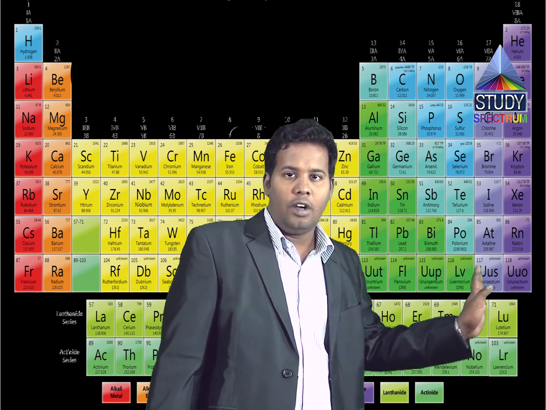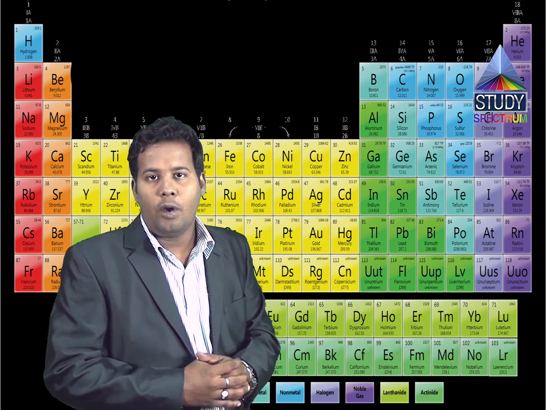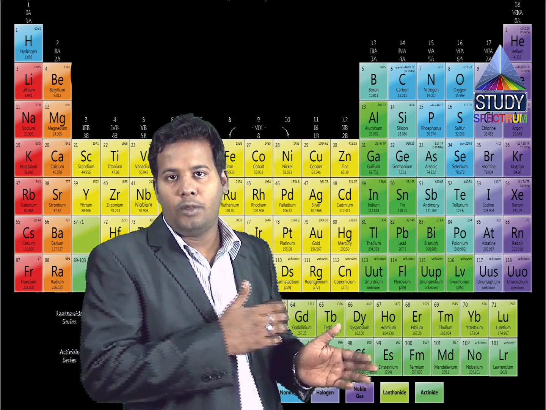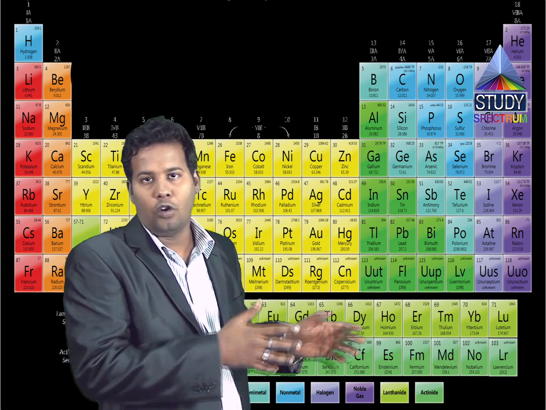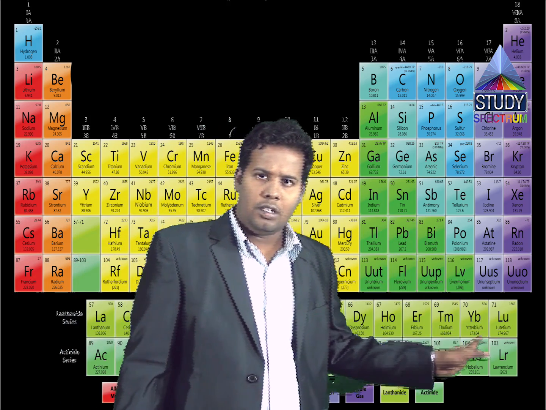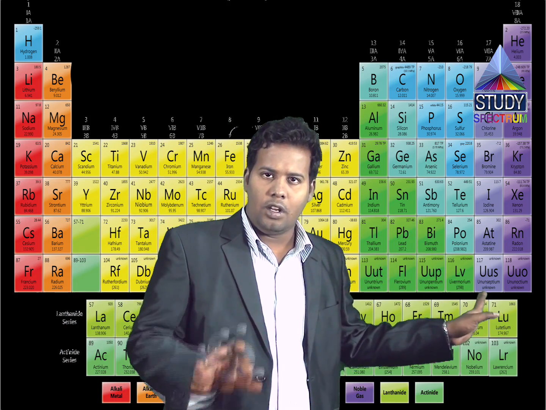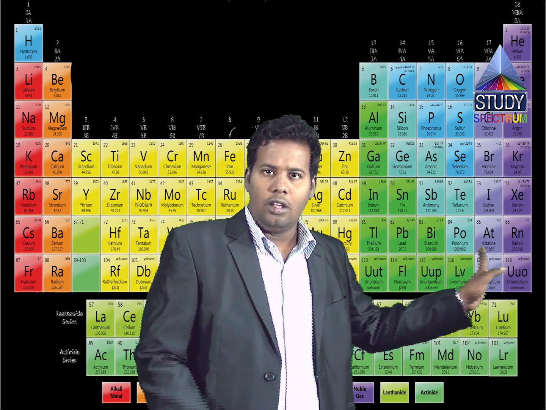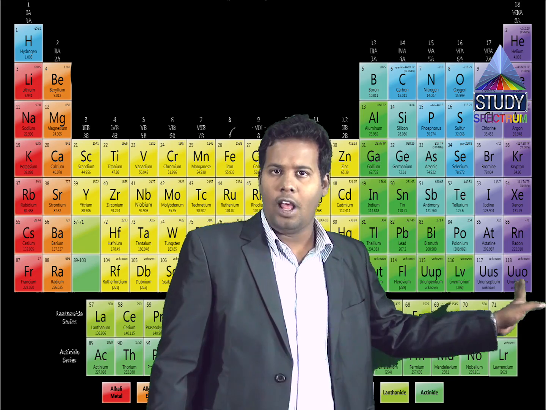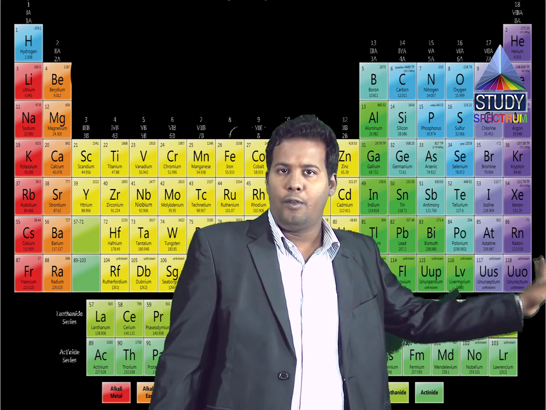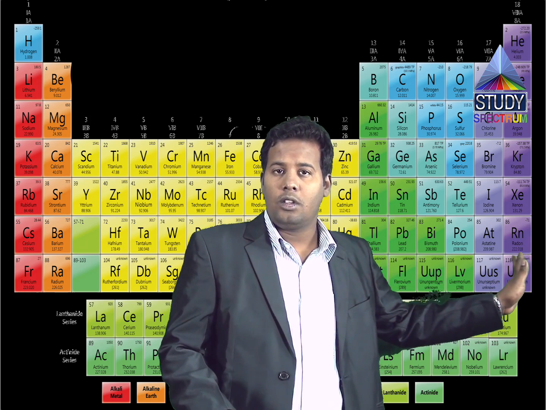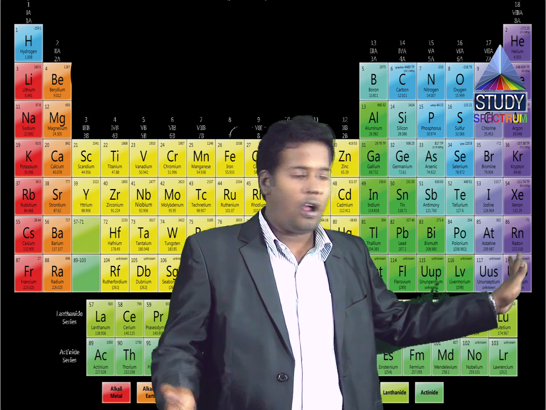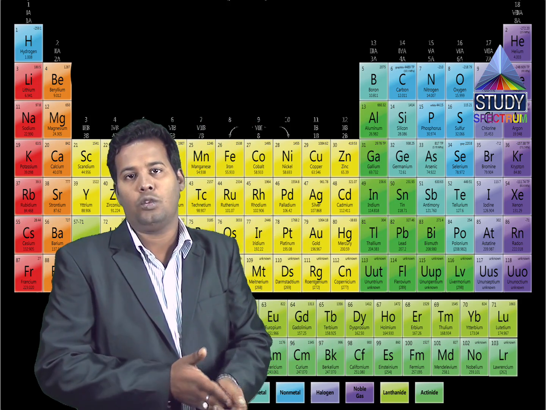Similarly, if we move further, we will find that the number of valence electrons increases from 3 to 8 for P block elements or groups. The first group of P block will have 3 electrons in the outermost shell, second will have 4, third will have 5, fourth will have 6, fifth will have 7 electrons in their outermost shell, and the last group will have 8 electrons in their outermost shell.